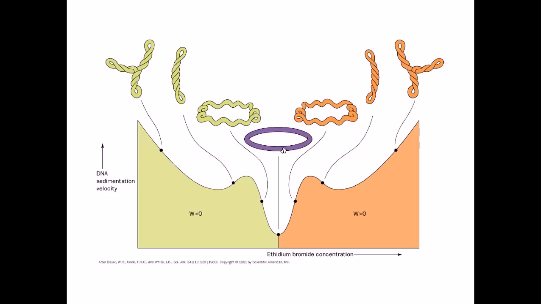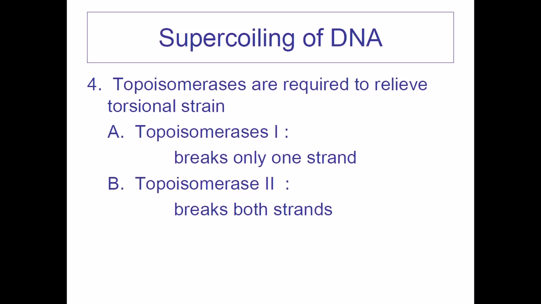Now, the supercoiling of the DNA is brought about by a special type of proteins, for example topoisomerase 1 and topoisomerase 2. There are many types, type 1 and type 2 topoisomerases. Those topoisomerases are enzymes that are required to relieve the torsional strain that arises due to any kind of change in the twist inside the DNA.